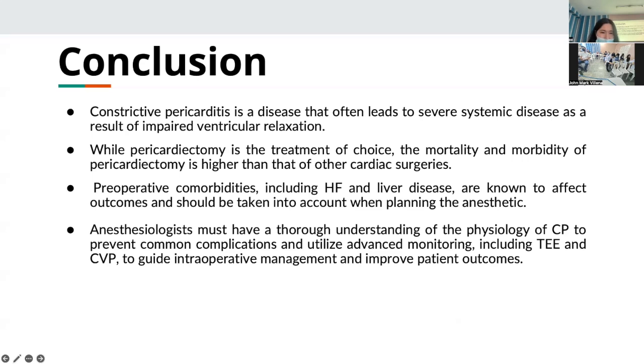when planning the anesthetic. And anesthesiologists must have a thorough understanding of the physiology of constrictive pericarditis to prevent common complications and utilize advanced monitoring, including TEE and CPB, to guide intraoperative management and improve patient outcomes.